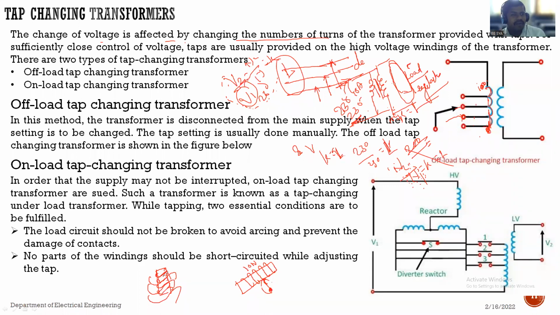That means we want to provide a tap sufficiently close, to control the voltage. Taps are always provided on high voltage winding. So this point I want to tell here, taps are usually provided on the high voltage winding. Taps कोणत्या winding ला provide केले जातात? High voltage. High voltage winding.